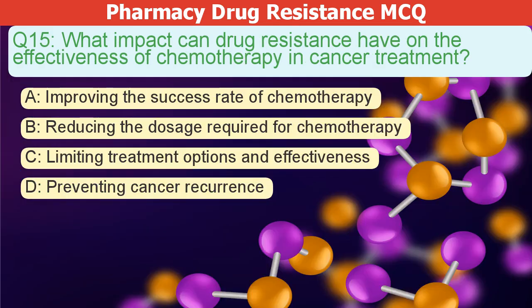What impact can drug resistance have on the effectiveness of chemotherapy in cancer treatment? A. Improving the success rate of chemotherapy. B. Reducing the dosage required for chemotherapy. C. Limiting treatment options and effectiveness. D. Preventing cancer recurrence.